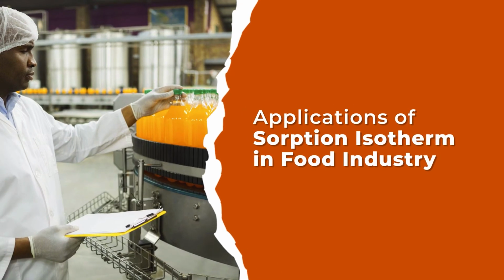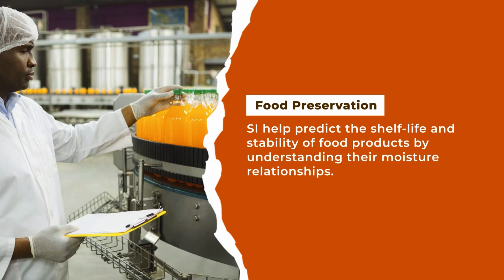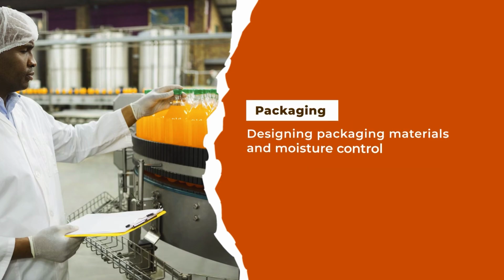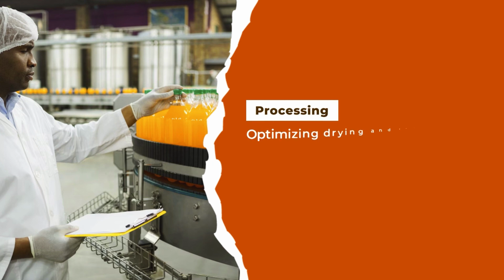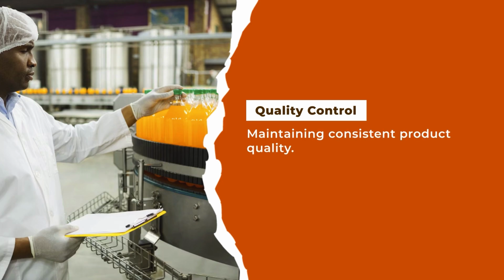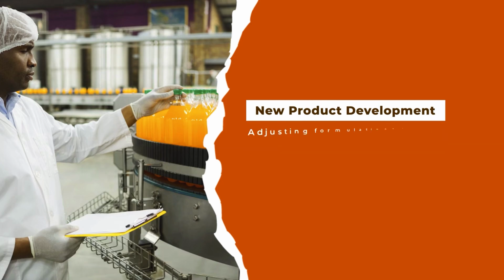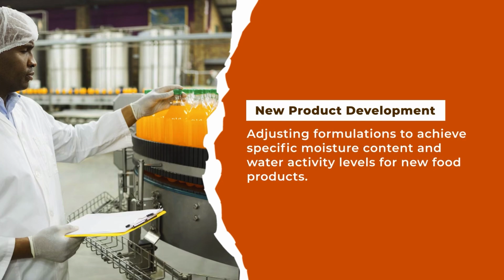Now, what is the application of these terms, this sorption isotherm? They are mainly for food preservation, to predict the shelf life and stability of a food product by understanding the moisture relationship, and they also help in designing the packaging material and moisture control. It also plays a part in the optimization of drying and dehydration processes, and in quality control activities, that is, how we can maintain the product quality, or in new product development also, how much the moisture content and water activity should be kept in the product.